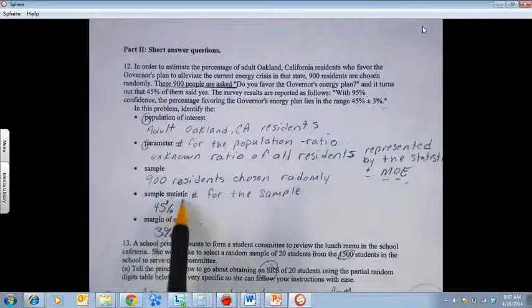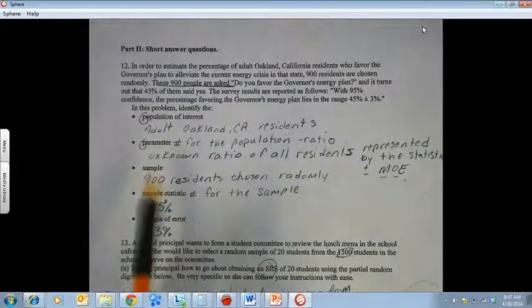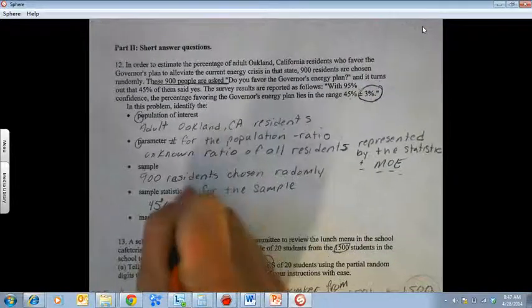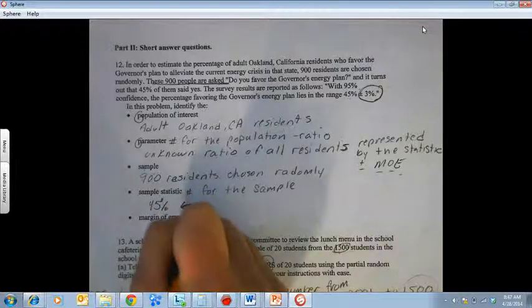And of those 900 people, the statistic is the number that represents that sample. Of those 900 people, 45% of them said yes. So that's the statistic. And the margin of error is plus or minus 3%. Okay. The margin of error takes into account, the reason you have it takes into account any random sampling errors.